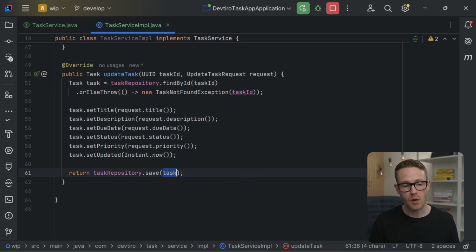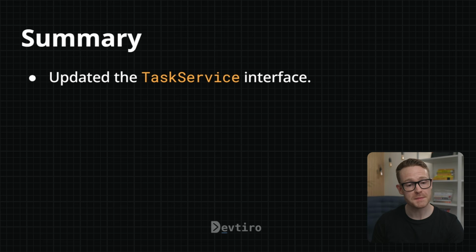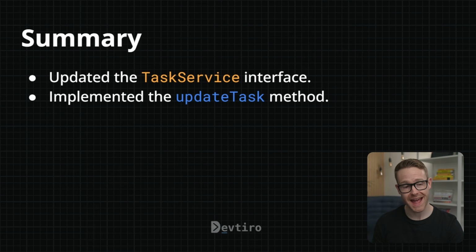Now I will point out there are some additional things we could do regarding database transactions. However, we won't go into that additional detail now. This is plenty good enough for this build. So in summary then, we updated the task service interface and we implemented the update task method. So we now have a method in our service layer to update a task. Let's move on to DTOs and mappers.